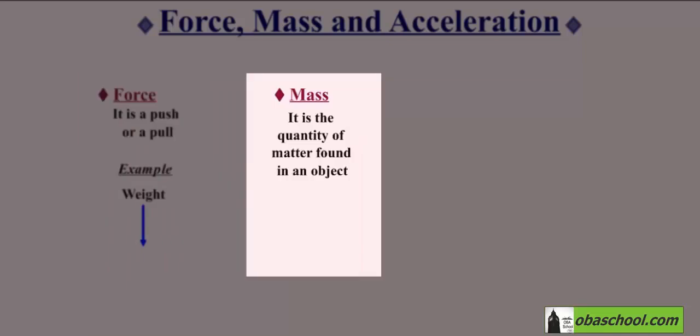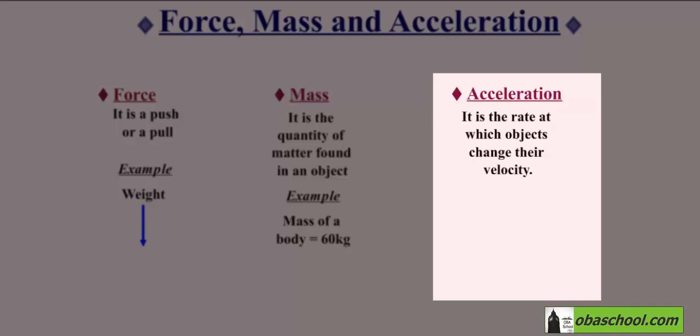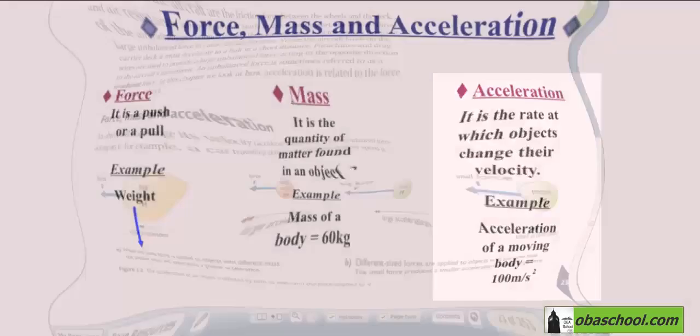Now, the mass is the quantity of matter found in an object. For example, the mass of a body equals 60 kilograms. And the acceleration that we explained in chapter 1 is the rate at which objects change their velocity. For example, the acceleration of the moving body equals 100 meters per second squared.